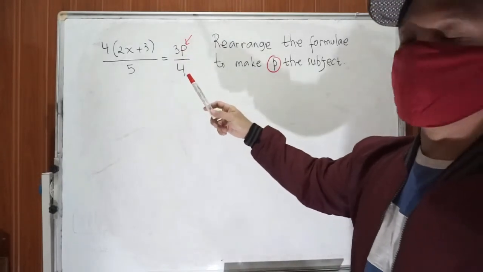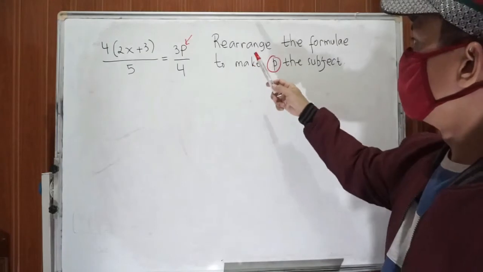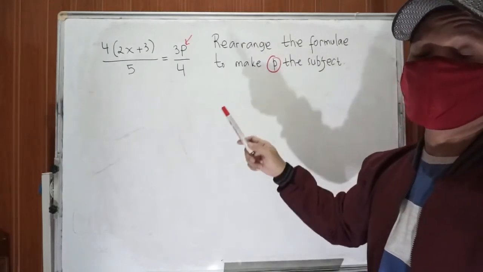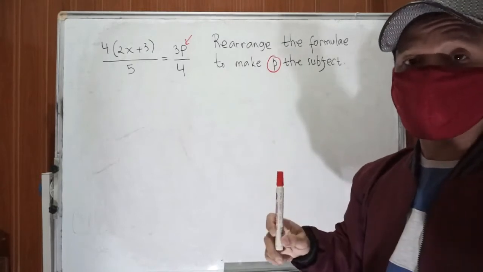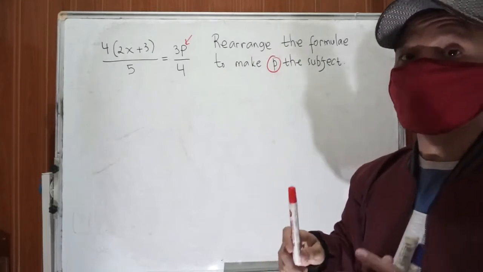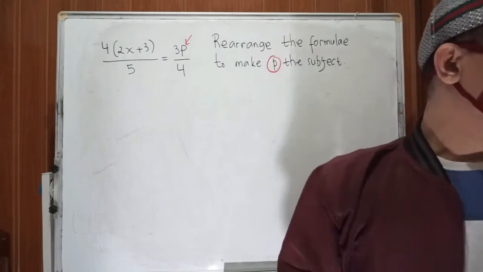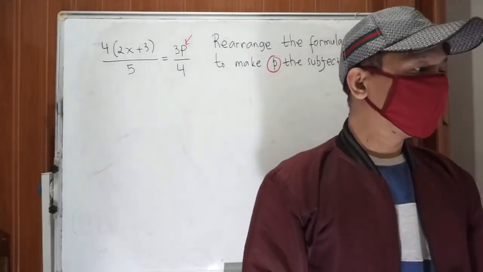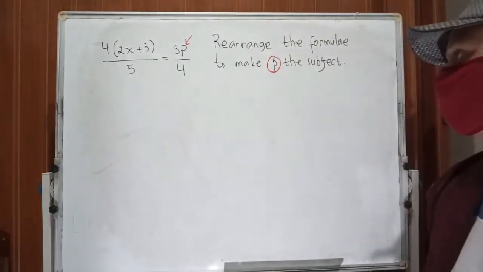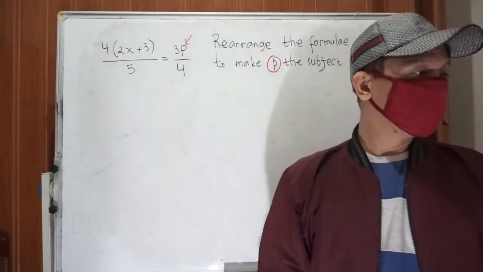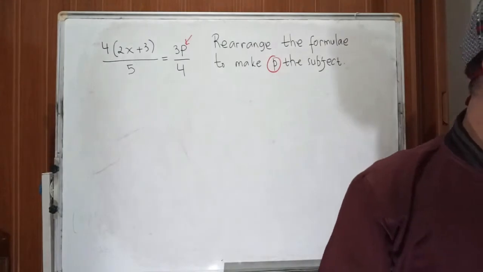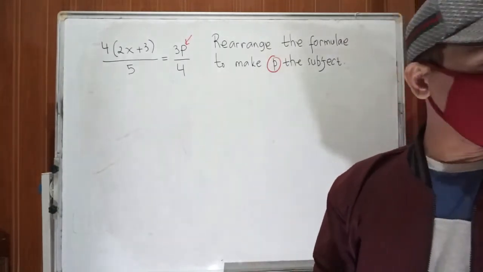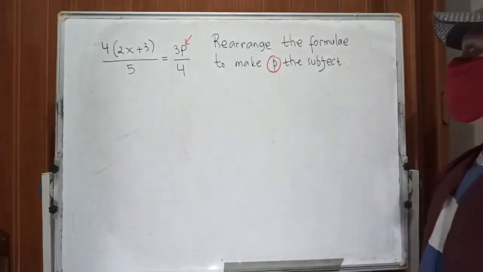So we have to classify P because we have to arrange the formula to make P. The first step is classify all the subject of P. Number 2, take the priority of operation. And number 3, move or cancel a quantity or variable on one side of the equation.